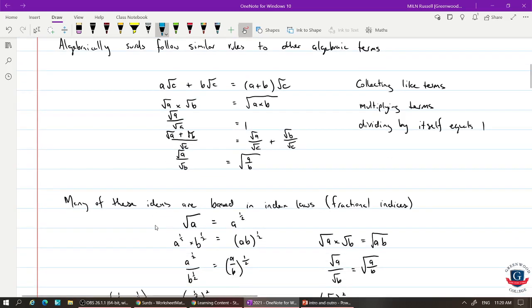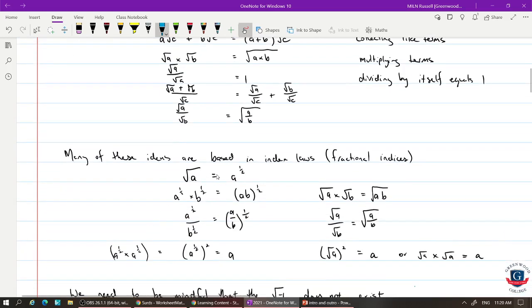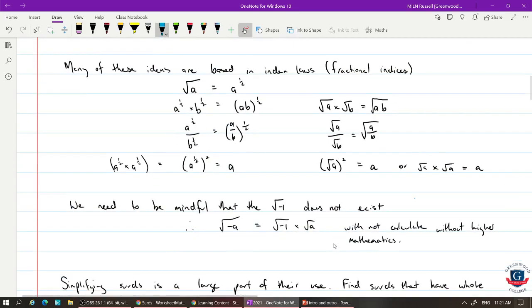Now many of these ideas are based in index laws. We know that root a is equal to a to the half, so a to the half times b to the half is equal to ab to the half. We know that a to the half on b to the half is equal to a on b to the half. And if we have a to the half times a to the half, that's equal to a to the 1, because a half times 2 is 1, which just gives us a. So we know that root a all squared equals a, or root a times root a equals a.